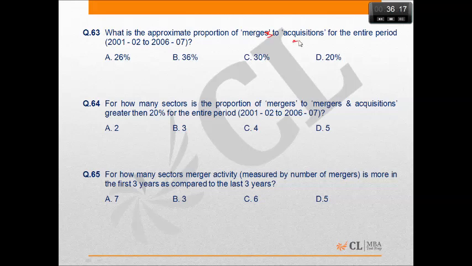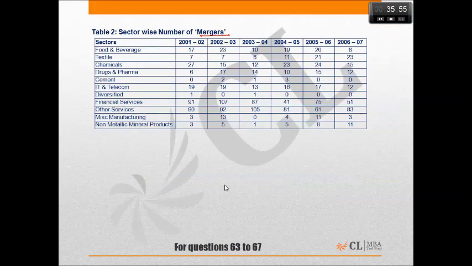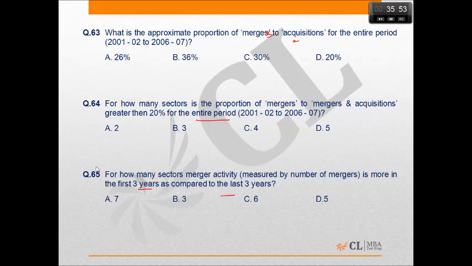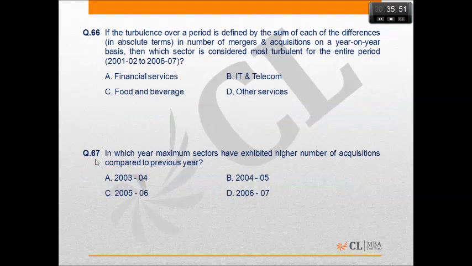The entire period is not worth attempting, because I'll have to add all of them and subtract the other one. For how many sectors is the proportion of mergers and acquisitions greater than 20 over the entire period? Again the entire addition has to be done. For how many sectors is merger activity more in the first 3 years as compared to the last 3 years? Okay, this one can be attempted. Question 65 is something which I will look at attempting if I have to.